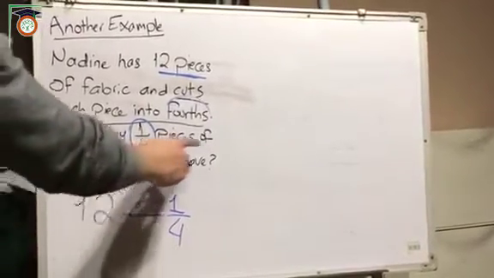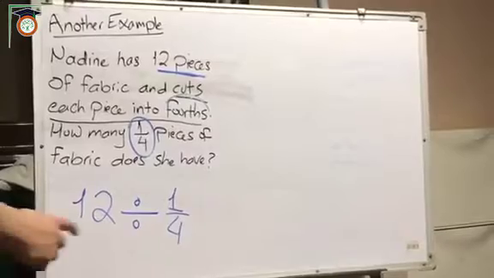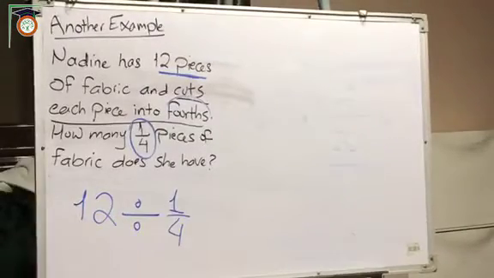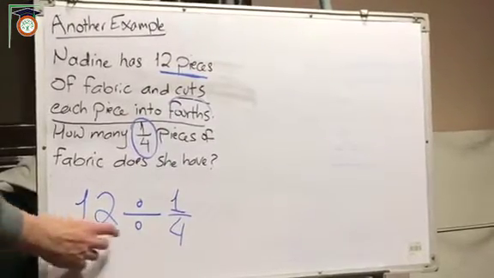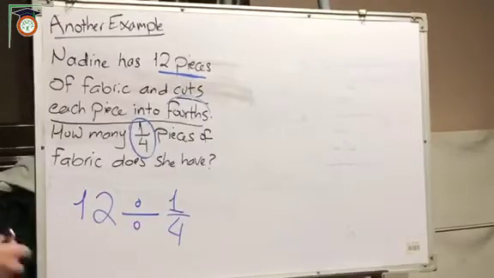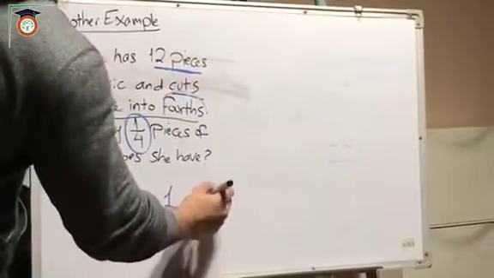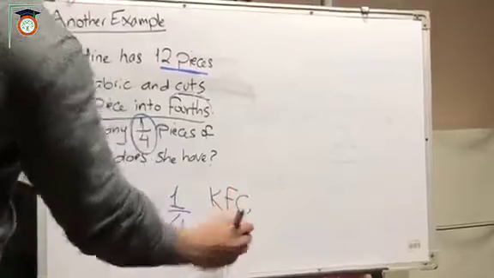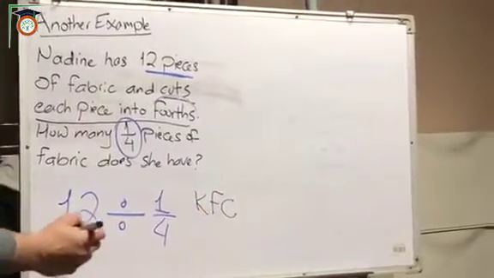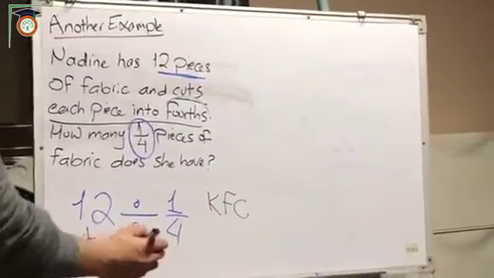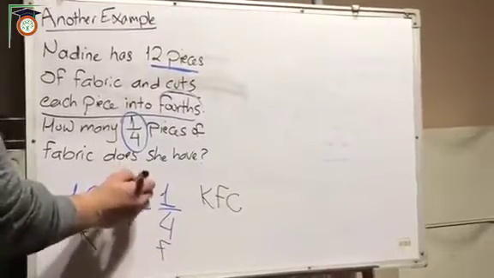How many quarter pieces of fabric does she have? 12 divided by 1/4. How do we do that? We have a whole number divided by a fraction. That means we're going to use KFC: keep, flip, change. We're going to keep this one, flip this one, and change the sign.